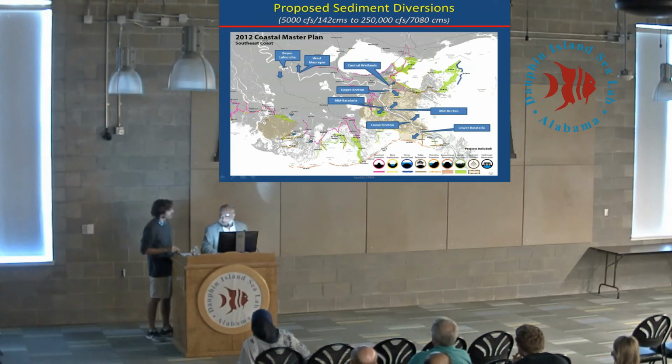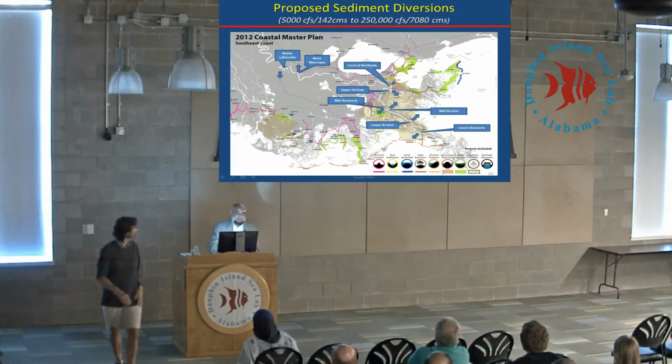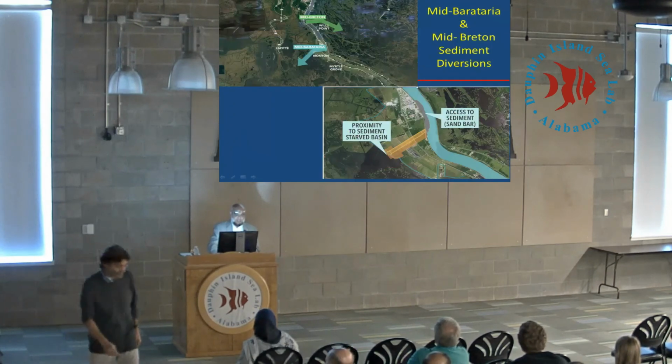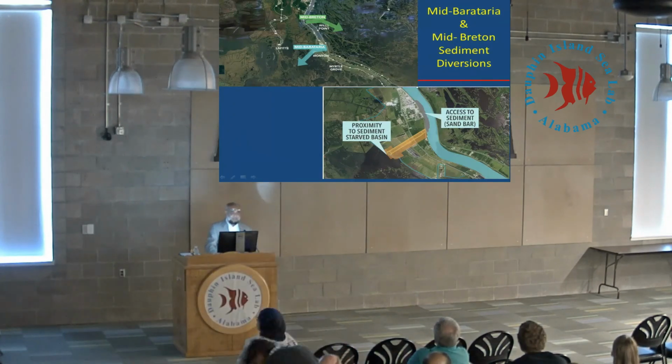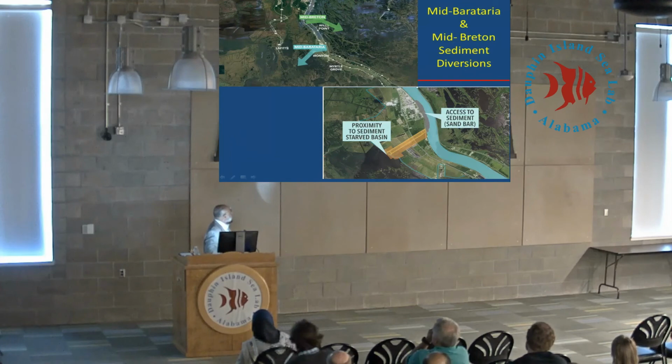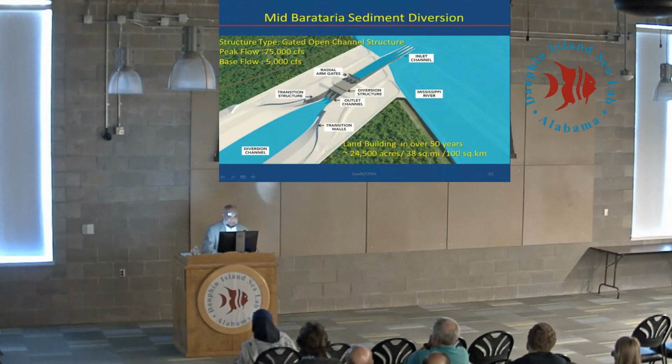Okay. Thanks. So these are the various sediment diversions which are proposed in the 2012 master plan. This is what we are trying to do, the Mid-Barataria and Mid-Breton sediment diversions, and this is where we have access to the sediment here and the bar, and this is the proximity. So these are the two. At this moment we are consulting here, but we are designing this. This is the engineering and design. It takes time for EIS and other things to be done. And then this is the conceptual design, how diversion will work. In the channel, you have the gate, you have the sediment diversion structure, outlet channel, and this is how the diversion channel will be here.